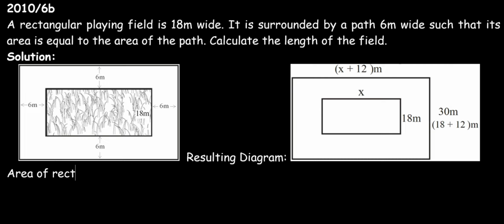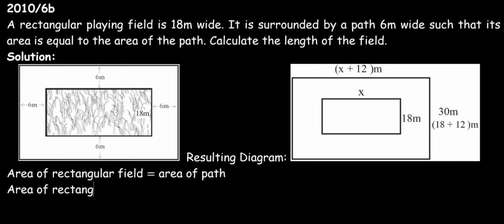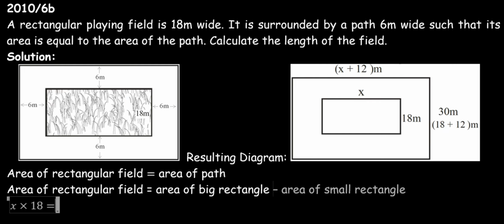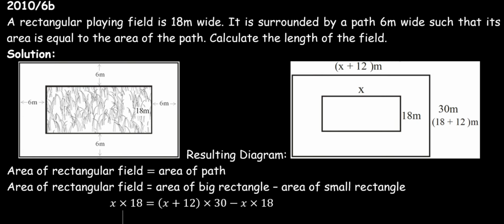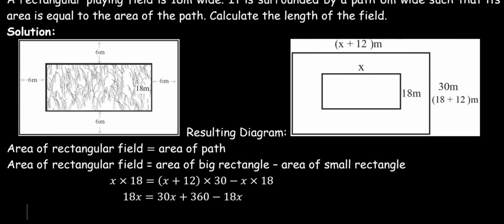Area of the rectangular field is equals to area of the path. And area of the path is equals to area of the big rectangle minus area of the small rectangle. That will give us x times 18, which will be equals to bracket open x plus 12, bracket close, times 30 minus x times 18. Simplifying, we have 18x will be equals to 30x plus 360 minus 18x. And that will give us 18x will be equals to 12x plus 360.